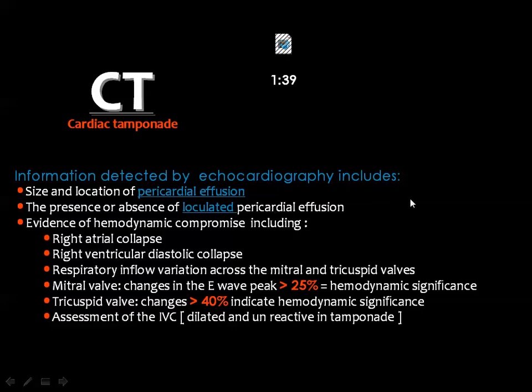Echocardiography can also give information about the size and the location of the effusion, the presence of loculated effusion if you would like to drain it, and the evidence of hemodynamic compromise, which includes right atrial collapse, right ventricular diastolic collapse, respiratory inflow variation across the mitral and the tricuspid valve, and also assessment of the inferior vena cava, which is usually dilated and unreactive.